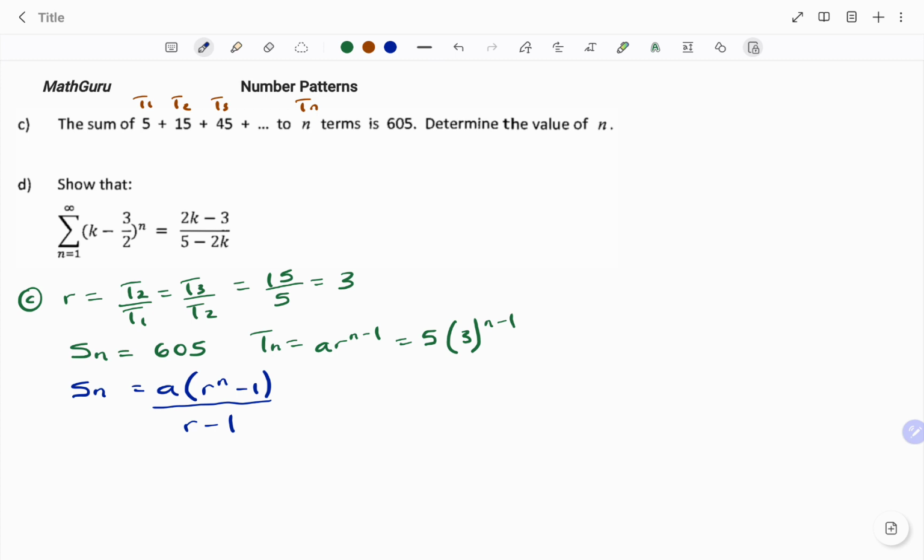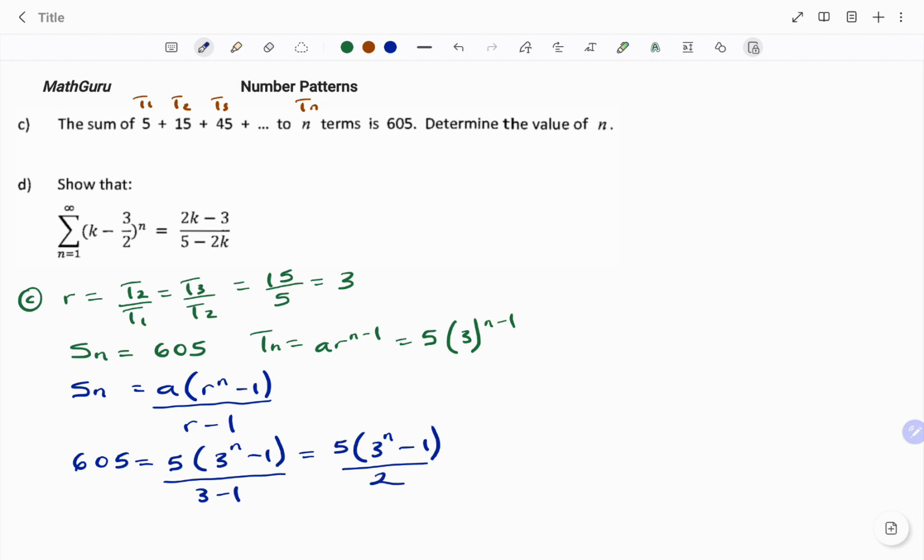So therefore, putting in back my values, I have 605, that's the total given, equals the first term, that's 5 in bracket. My r is (3^n - 1) divided by (3 - 1), and that's going to give me 5 in the bracket, (3^n - 1) divided by 2.